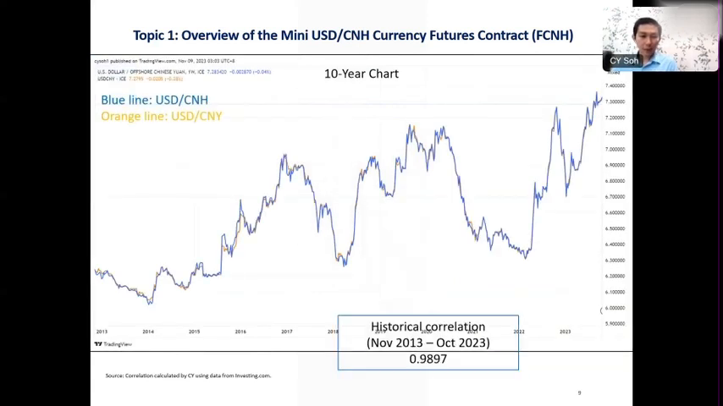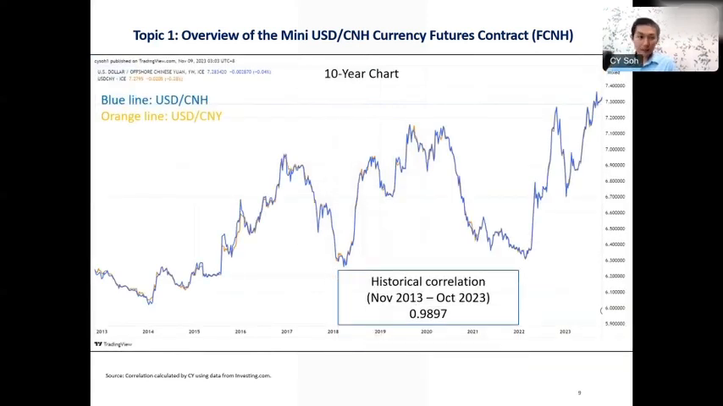Now let's have a look at the difference between the CNY and the CNH chart. So here you can see the blue line represents the CNH and the orange line represents CNY. Both of them have a very close relationship, and as you can see, this historical correlation is above 0.8. It is close to 1, which means it has a very tight and strong relationship.